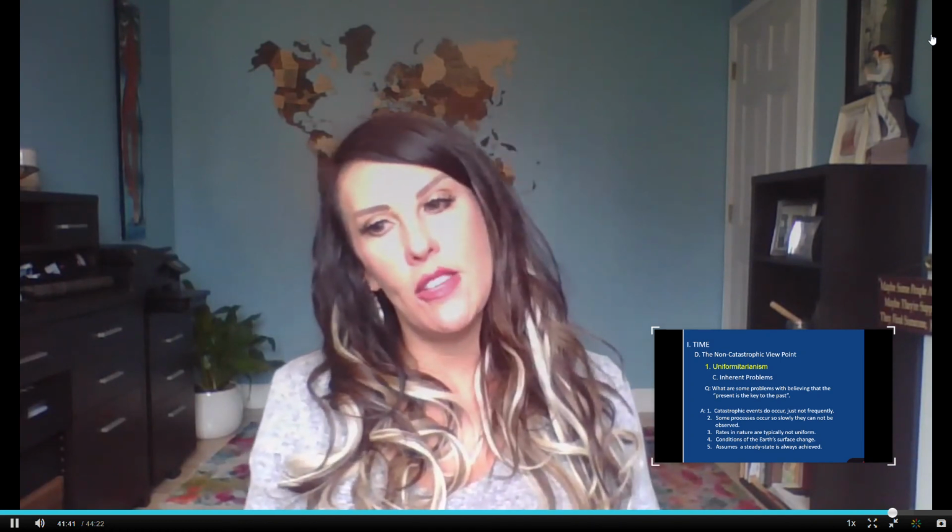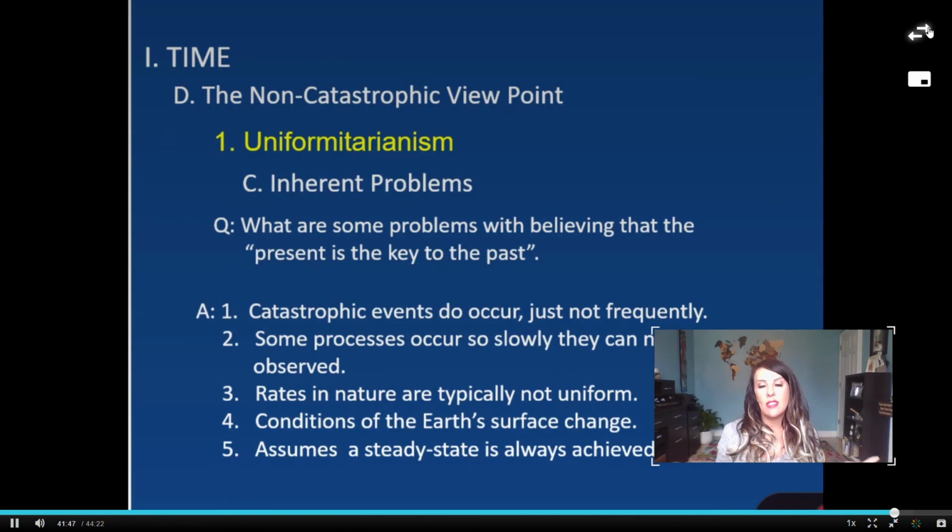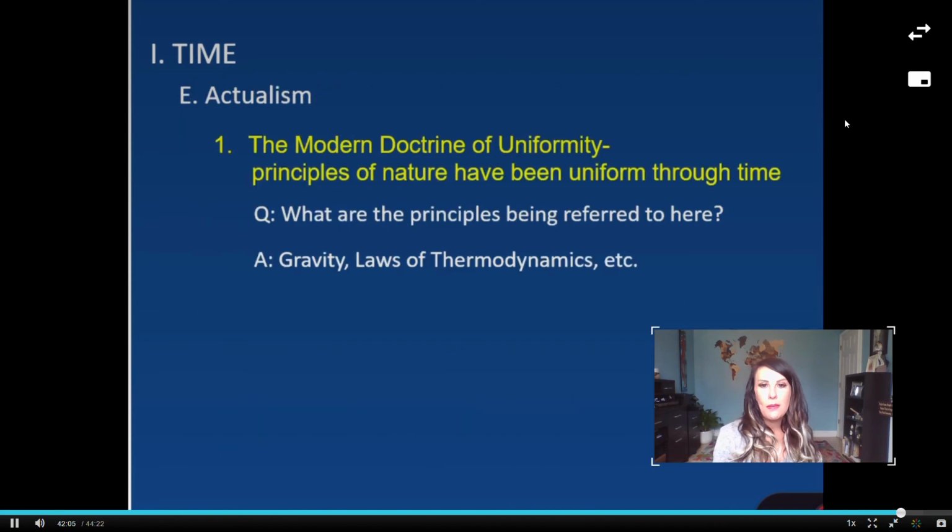If I assume the steady state is always achieved, and what we know is that although we love to make computer models that achieve a steady state, this doesn't happen in nature, and that's because things are changing at a nonlinear rate. So these were some of the big problems with uniformitarianism as presented by Chuck Lyell and the Principles of Geology, working off of that Huttonian Revolution.